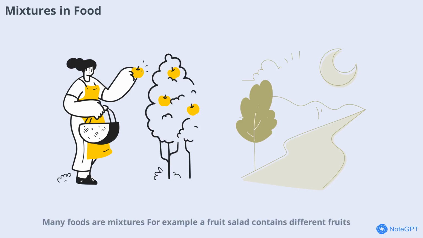Many foods are mixtures. For example, a fruit salad contains different fruits and a sandwich has bread, cheese, and vegetables. Each ingredient keeps its own properties and you can separate them easily. Understanding mixtures in food helps us appreciate the variety in our meals.